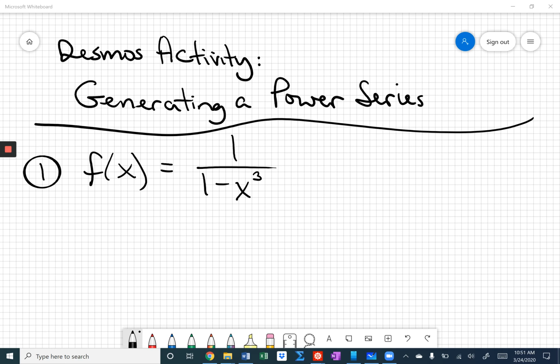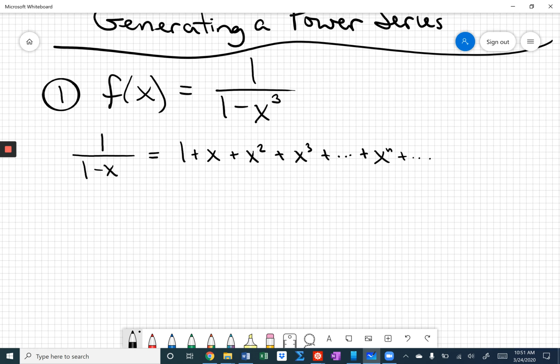So here are solutions to the Desmos activity for generating a power series. We need to generate a power series for 1 over 1 minus x cubed and find the interval of convergence. We know the power series for 1 over 1 minus x is 1 plus x plus x squared plus x cubed, all the way out to plus x to the n plus dot dot dot. So we're using this pattern to generate our power series for this example.